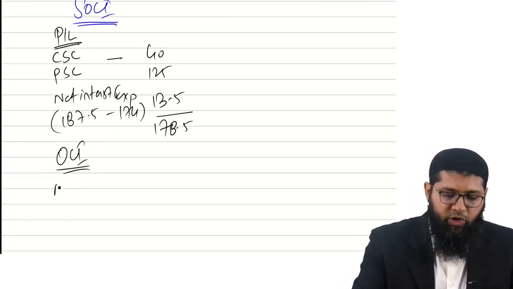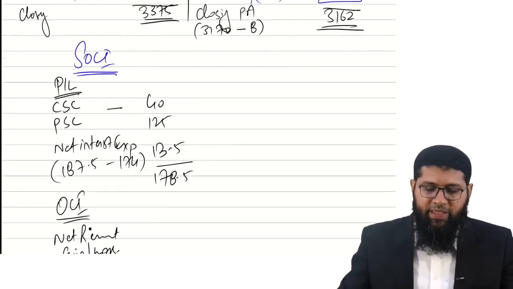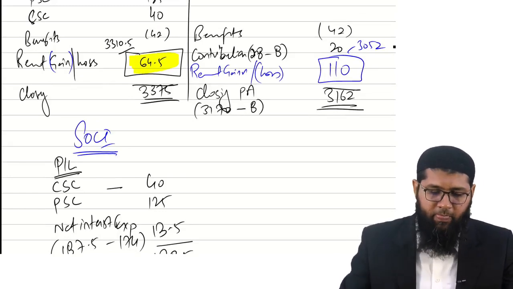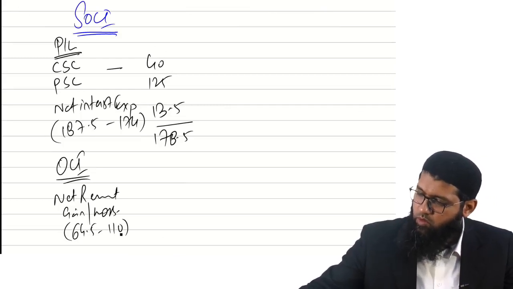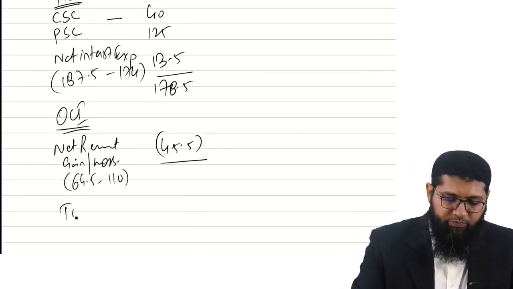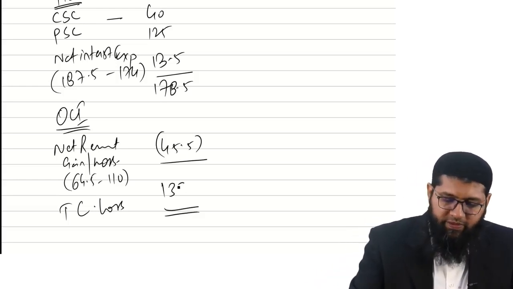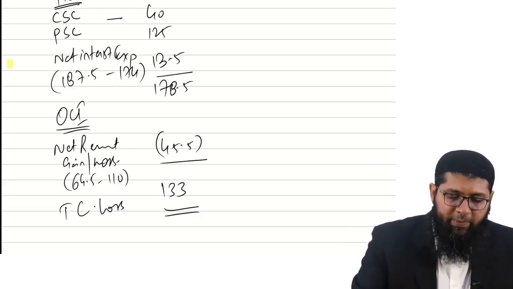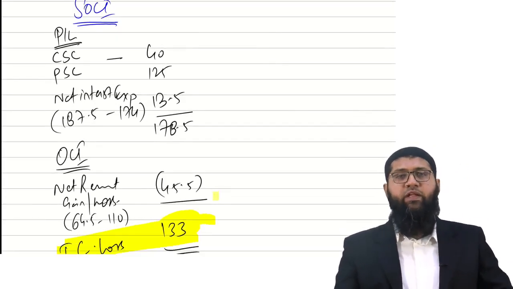For the other comprehensive income, what you would do is that you would say net remeasurement gain or loss. So when I talk about the net remeasurement gain or loss, there is this loss, there is this gain. So you've got 45.5, that's actually a loss. So total comprehensive loss is going to be like this. 133 is the total comprehensive loss.